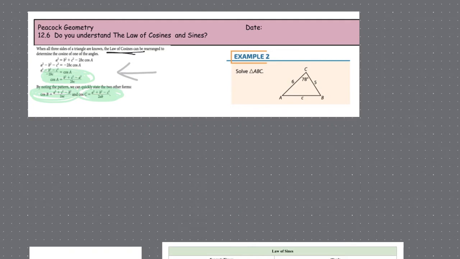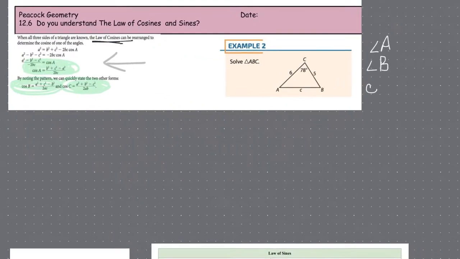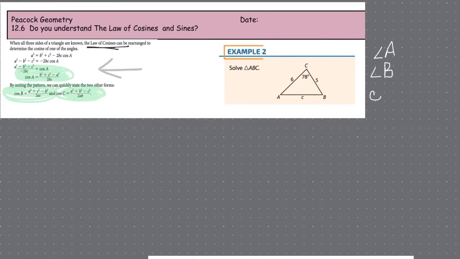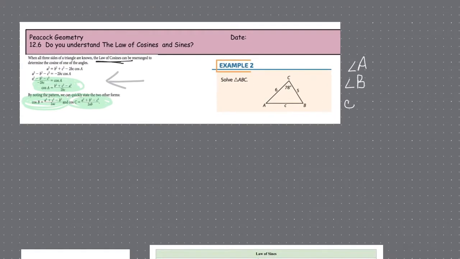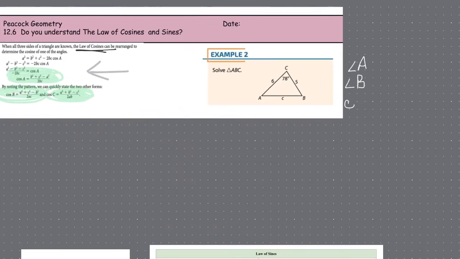So now this problem in example number 2 asks us to solve triangle ABC. When I first saw it, I was like, solve what? But what they really want us to do is find the measure of angle A, find the measure of angle B, and find side C. When we work through our problem, we will have all this information, A, B, and C, generated, and I can just fill it in right there.